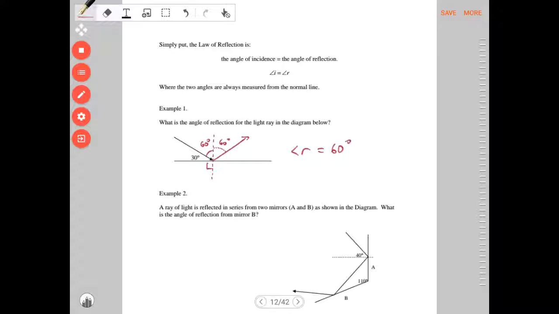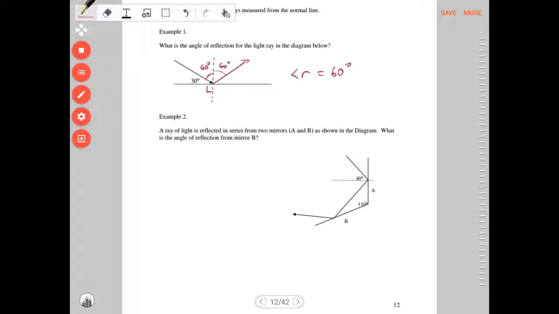Easy enough. Example 2. A ray of light is reflected in series from two mirrors, A and B, as shown in the diagram. What is the angle of reflection from mirror B? As you can see, there's 40 degrees here. That's the angle of incidence. So the angle of reflection is also 40. That entire angle is 90 degrees, so that makes this little angle right in here 50 degrees. Now remember, there are 180 degrees in a triangle. So if this is 110 and 50, that makes 160. So there's 20 degrees left for that angle.